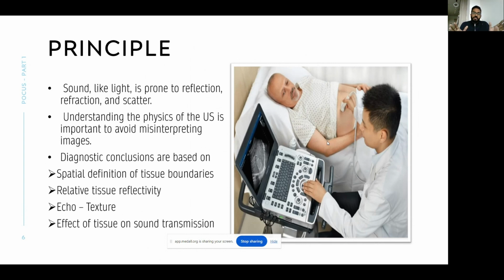So what are these conclusions based on? We look at the spatial definition of the tissue boundaries, the relative tissue reflectivity, the echo texture that is within the organ, and the effect of tissue on transmission of sound. I'm going to go into details of each of these points in the following slides.